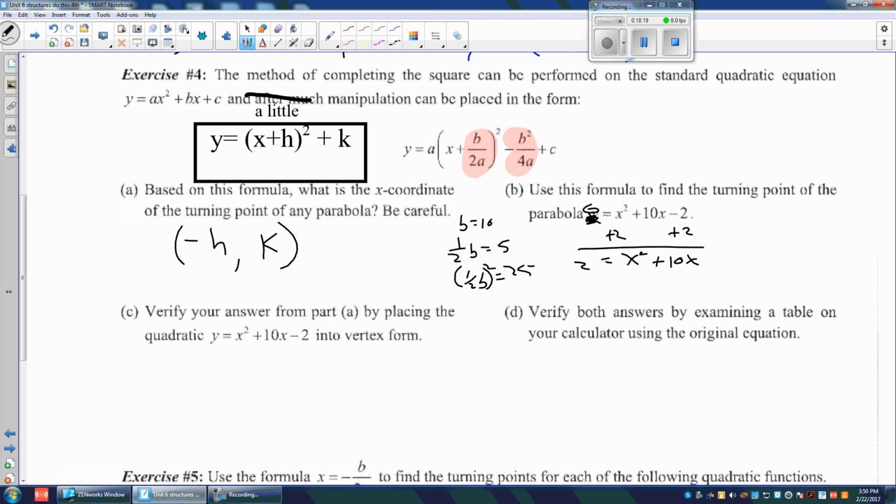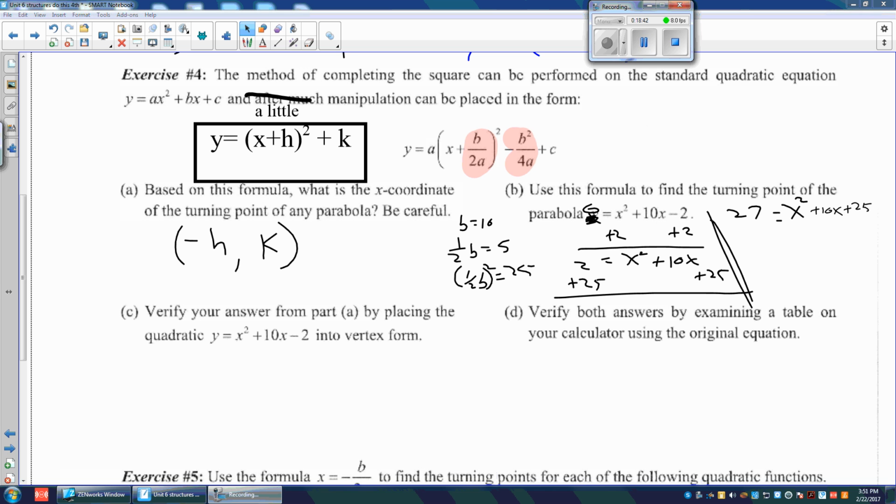There we go. Now I add, this is called completing the square vertex form. So I add 25 because that's the square, that's half of B squared. I add 25 to both sides, and I get 27 equals x squared. Wow, the orientation is off on this. So there we go. The equation is 27 equals x squared plus 10x plus 25.